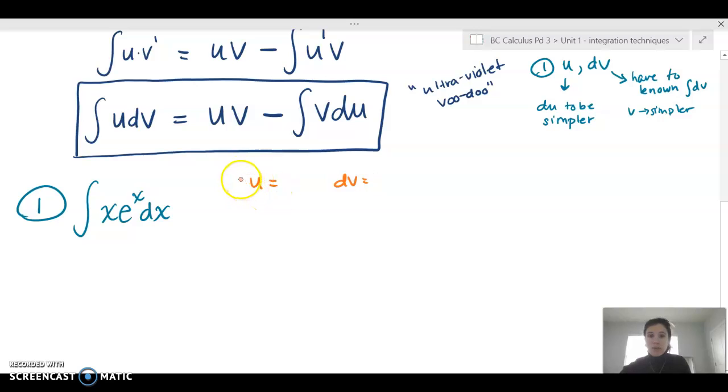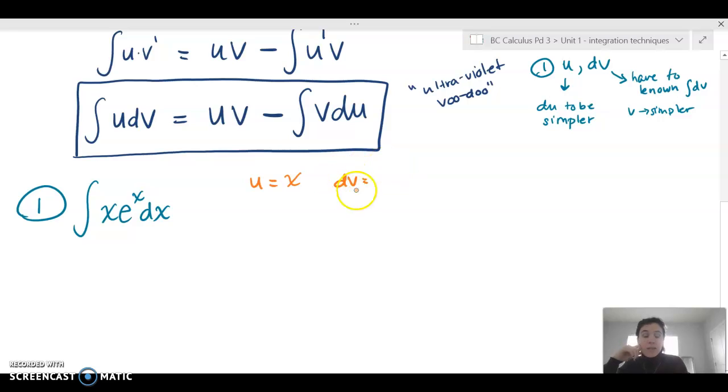I usually start with picking out u and thinking, okay, I have x and e to the x. Which one, when I take the derivative of it, is going to be simpler? Well, when I take the derivative of x, I get 1 dx. That's simpler, right? When I take the derivative of e to the x, I get e to the x dx. So which one gave me a simpler answer? That would just be the x. So my u is x.